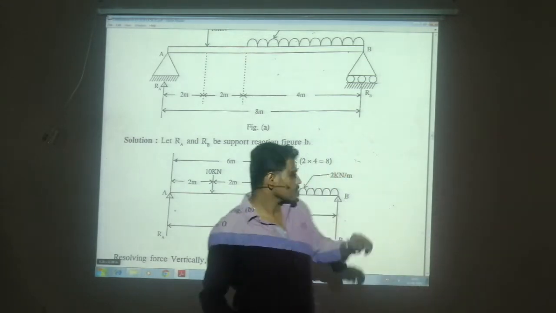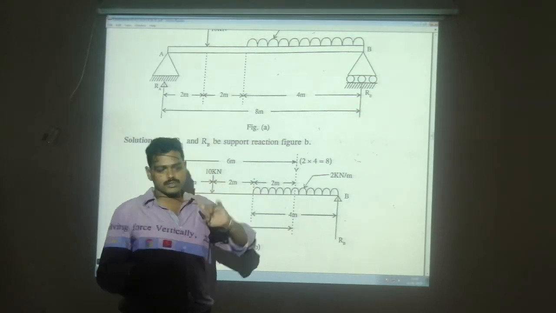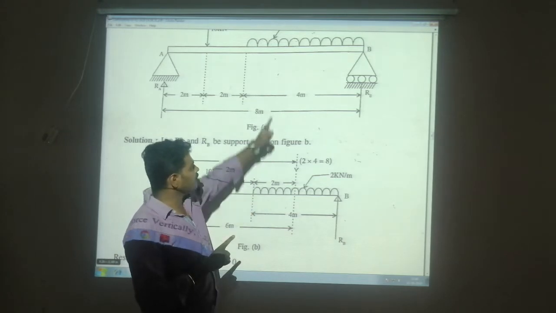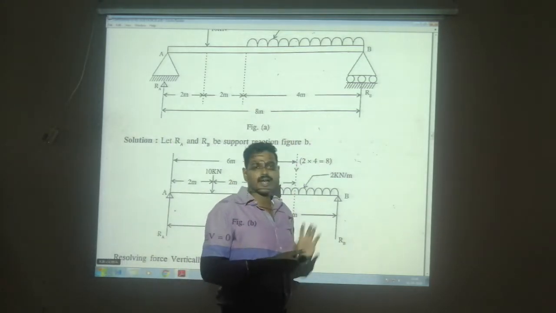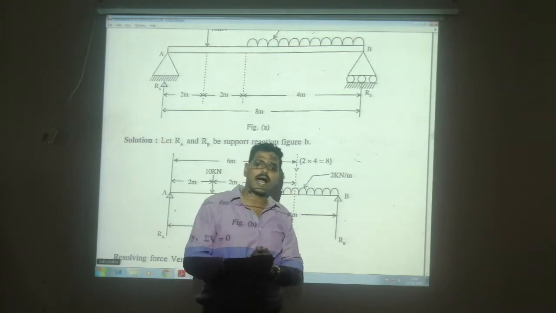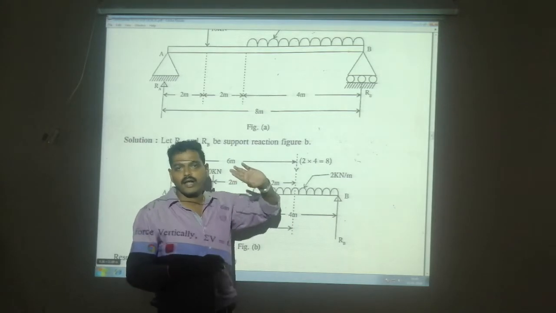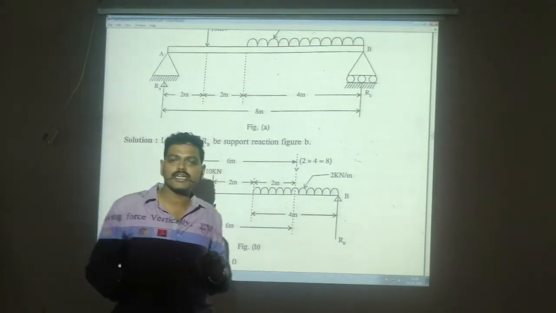Now, the reaction at B. So there are 4 different forces. One is RA, then 10 kilonewton, then 8 kilonewton, which is exactly at the center, 2 meters either side, and then the reaction at B. We have to find out RA and RB. First of all, the question should be converted into a free body diagram, which makes it easier to solve the problem.